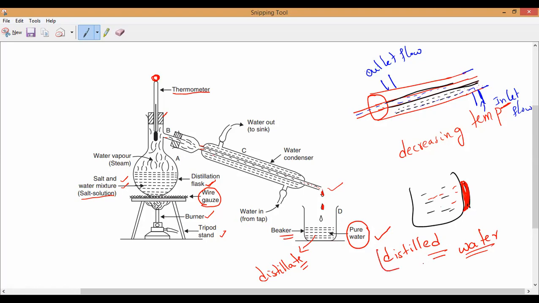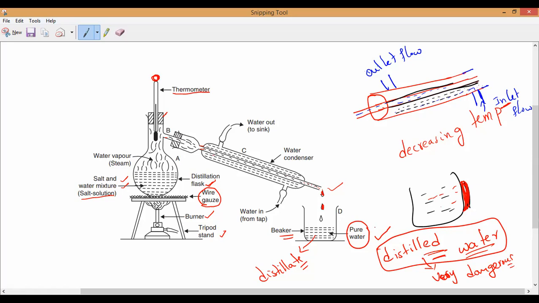So is it good to consume this water? No, it is very dangerous. Those who drink distilled water, it may even lead to death, because it does not contain any kind of minerals. Understand, guys? But we can add minerals. So distilled water has a lot of importance in our chemistry laboratory.